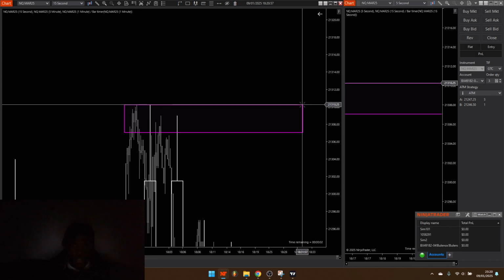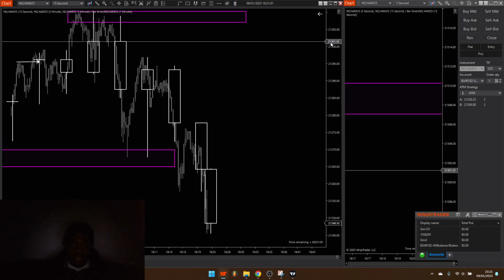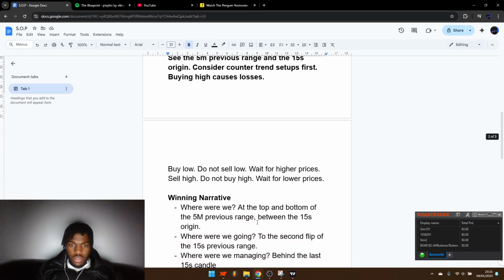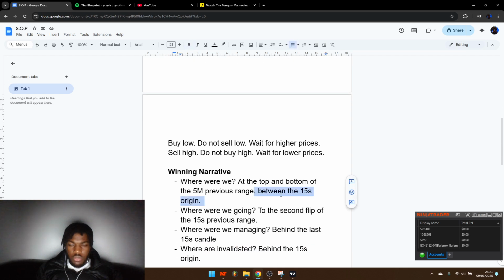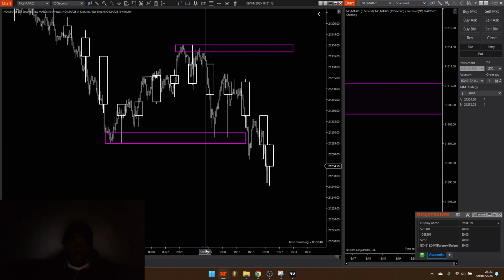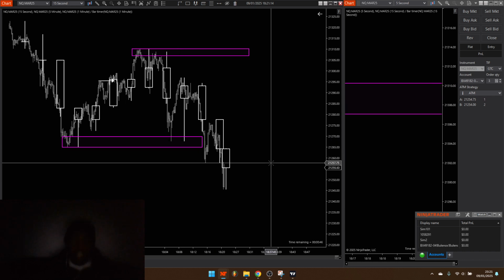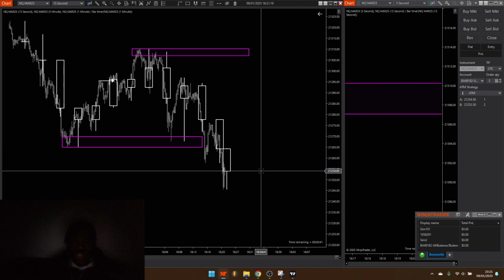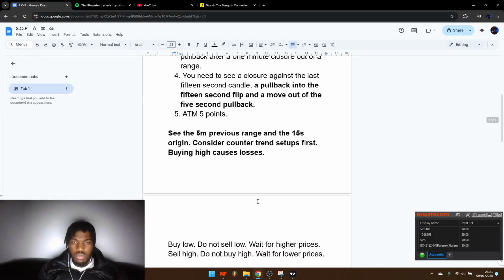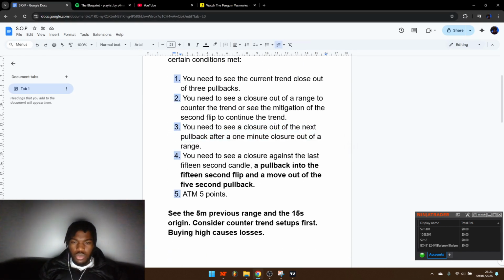Paying attention to the origin of the previous range. I understand that the winning narrative is between the 15-second origin. So understanding that we are trending down, I need to see, so we're in a trending environment right now. So how do we adapt? We adapt by restricting ourselves to only do one thing, which is number 3. See a closure out of the next pullback after a 1 minute closure out of a range.